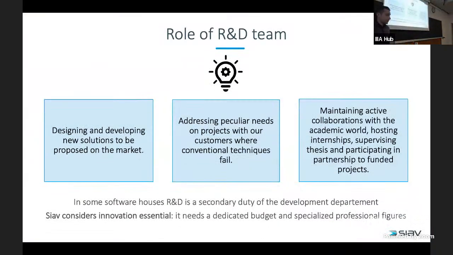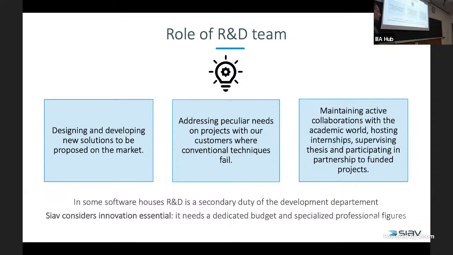So hi everyone. As Stefano was saying before, I'm the team leader of the research and development team. What does research and development mean in Siav? It means that our duties are to design and develop prototypes of new solutions to be proposed in the market. So this is the primary duty.